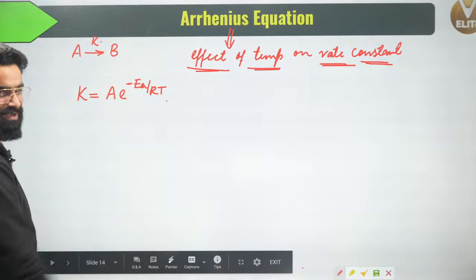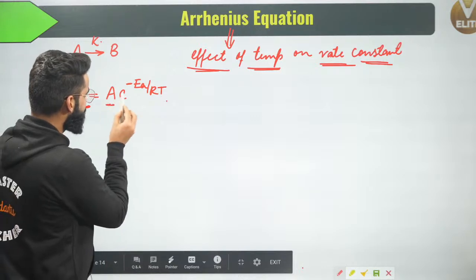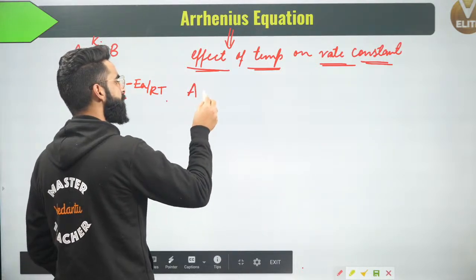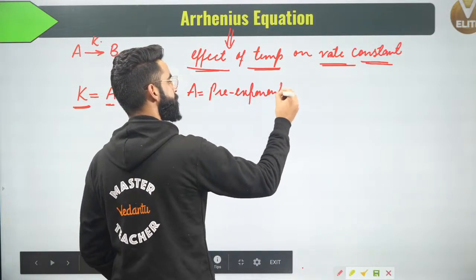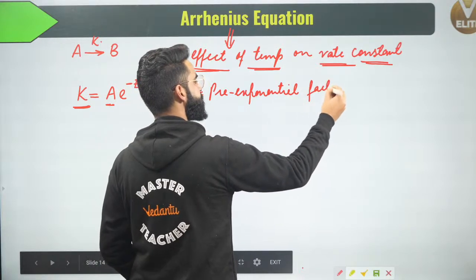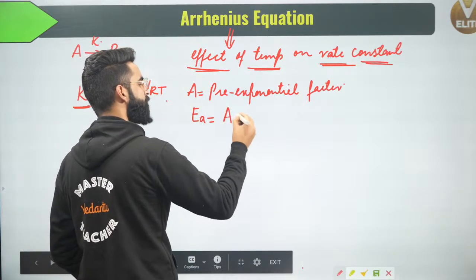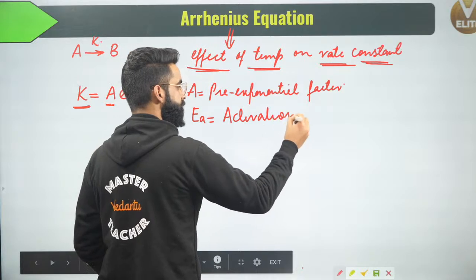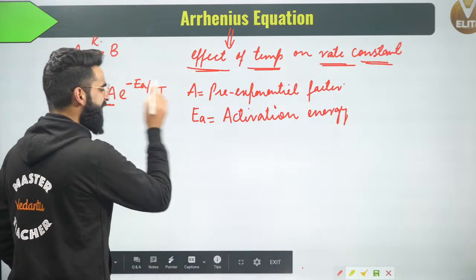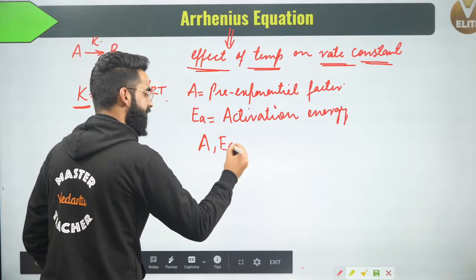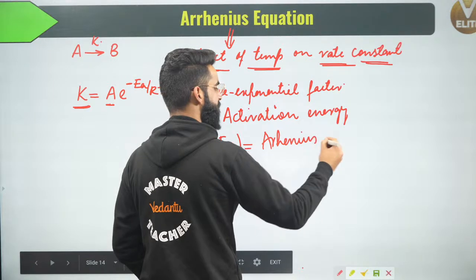Now, what are these parameters? This K is what I call the rate constant of the reaction. A is the pre-exponential factor. What is this Ea? Ea is what I call the activation energy. I hope you know that. And people, this A and Ea collectively are called the Arrhenius parameters.